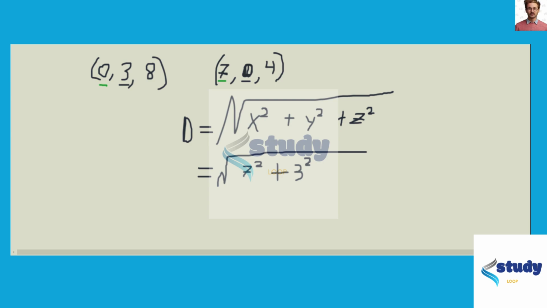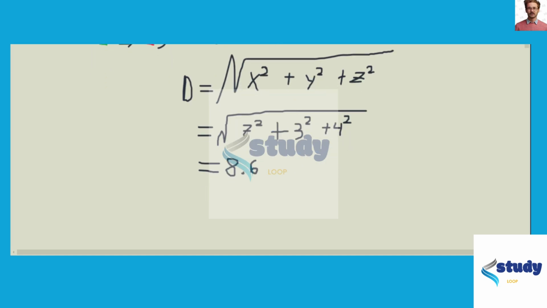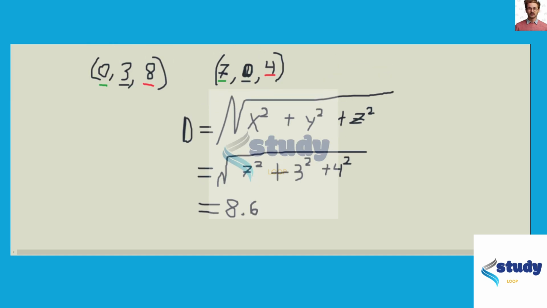And then in the z direction, we have 4 minus 8. It's negative 4. So again, it isn't going to matter as far as flipping it positive again. So that's just plus 4 squared. And my calculation puts that distance at 8.6 units.